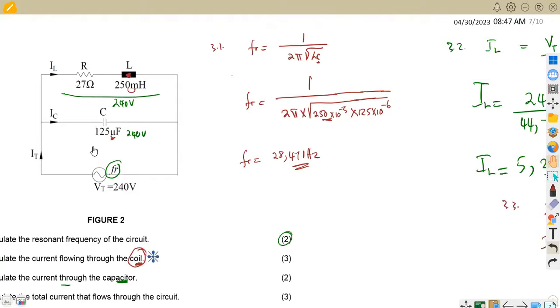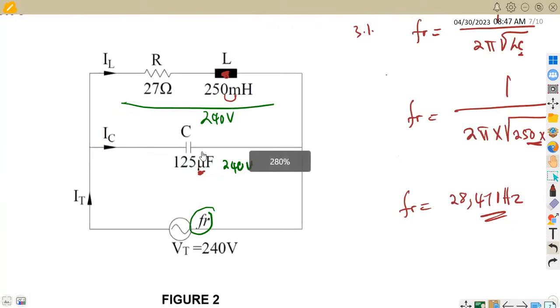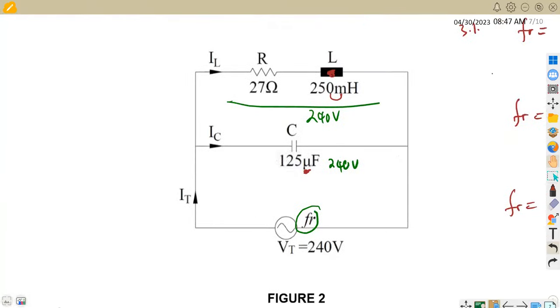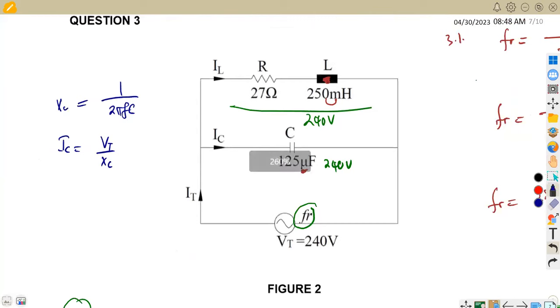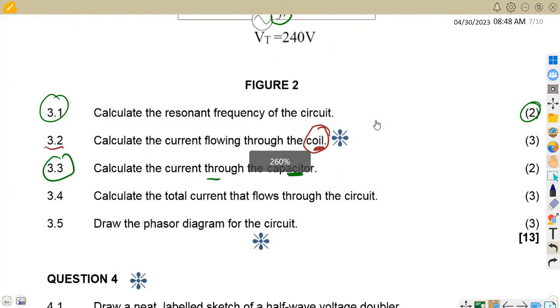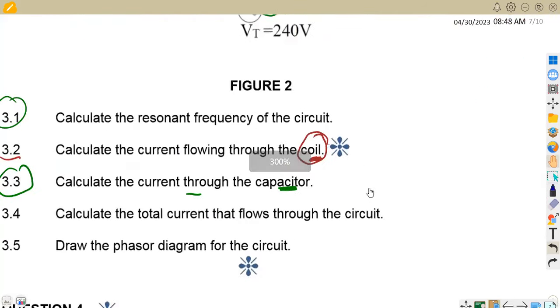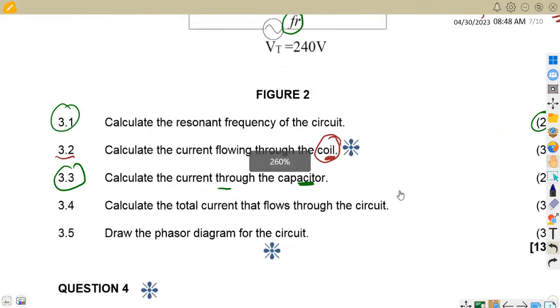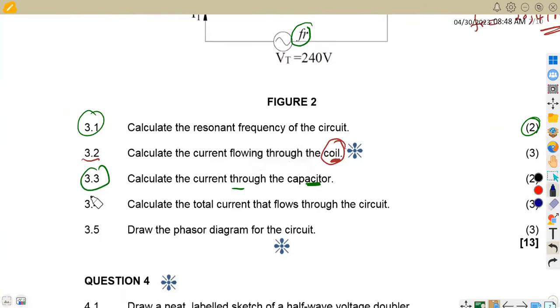Or we can calculate XC, since we have the capacitor here. XC is equal to 1 over 2 pi FC. Then IC is going to be VT over XC. Remember, I said in parallel the voltage is the same, so you can even apply that concept and still get the same answer. Next, calculate the total current that flows through the circuit. In this case, 3 marks for that. That's 3.4, the total current.